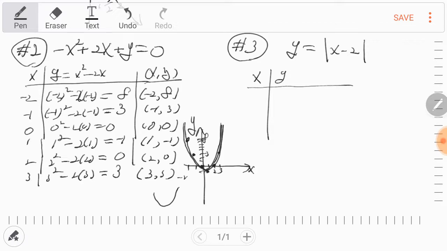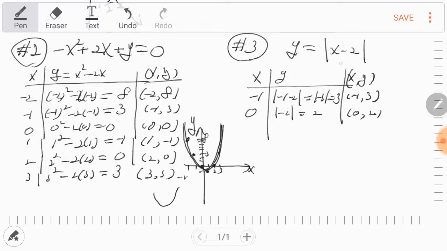Okay, how about number 3, the absolute value equation? Okay, let's try starting from x equals -1. If x equals -1, then -1 minus 2, absolute value is 3. So the ordered pair is x equals -1, y is 3. Okay, how about x equals 0? Then 0 minus 2 is -2, so +2. The absolute value is always positive. There's no negative values.